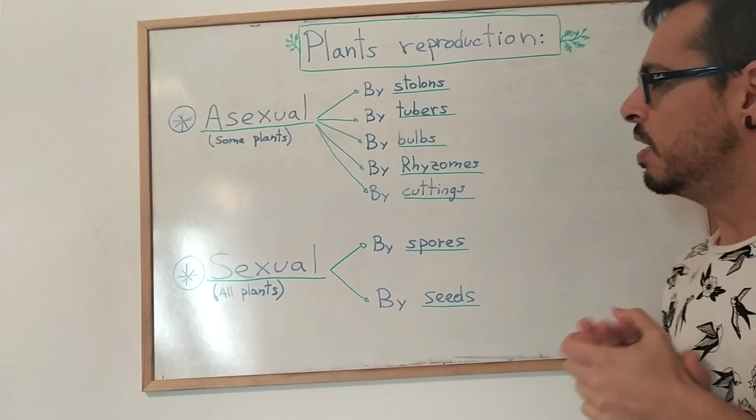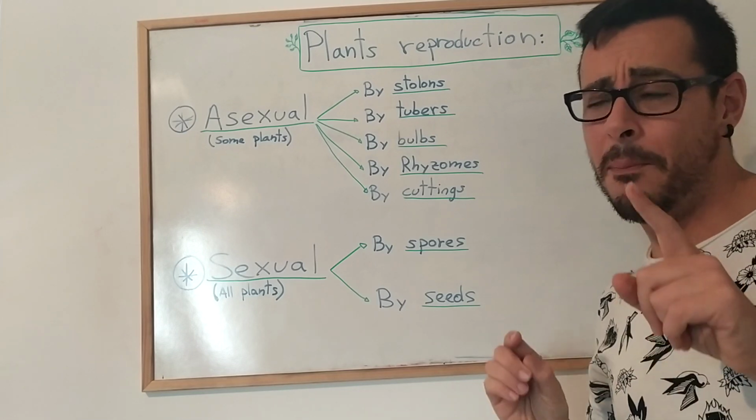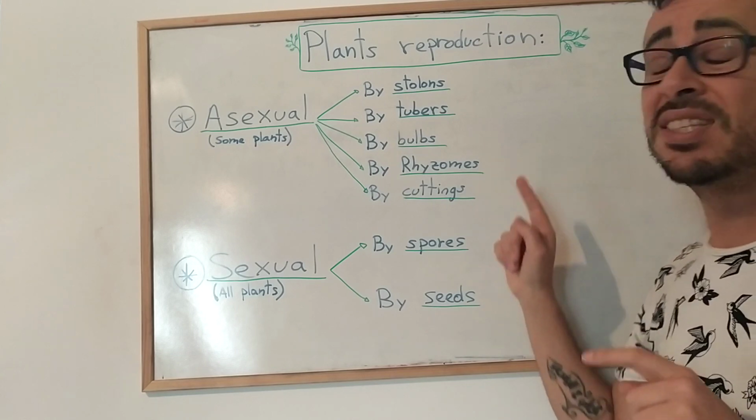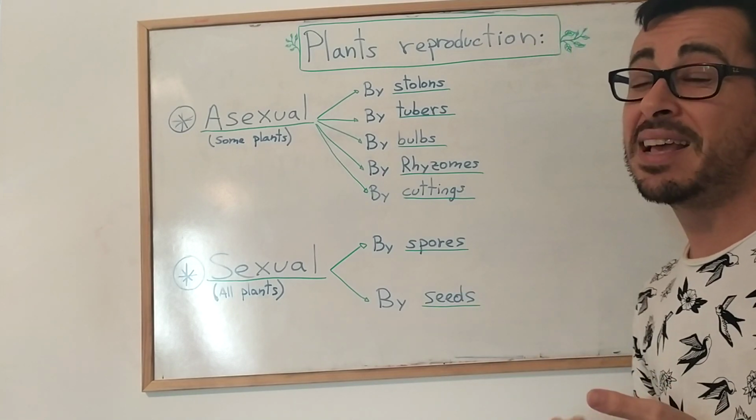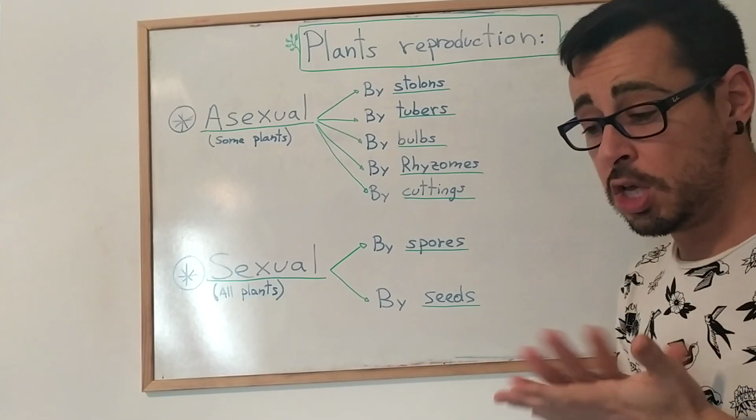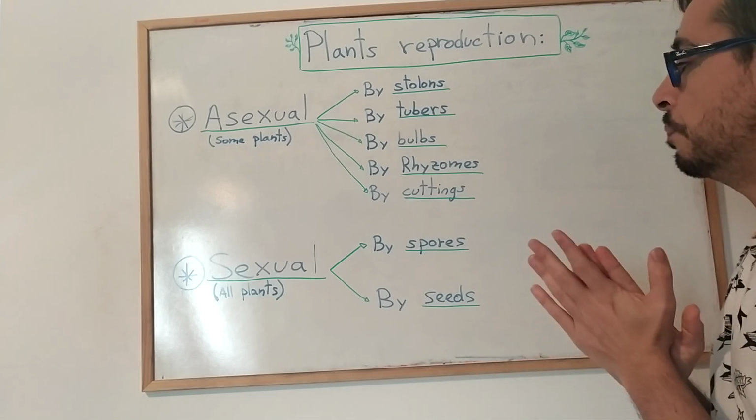By rhizomes, I'm going to give you a hint. There's an edible plant, okay, an edible plant that we use its rhizomes for cooking, okay? It's more like a spice, okay? Like a spice. You add it to the food for giving it flavor, okay?